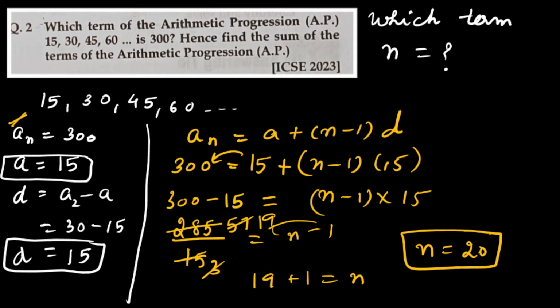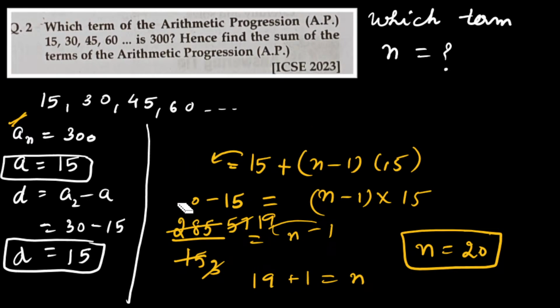We don't have to find S20. Okay, S20 also we have to find. First of all, we have to find n. Then the second part of the question says, hence find the sum of terms of the arithmetic progression. So the sum also we have to find. So let's do the sum also.